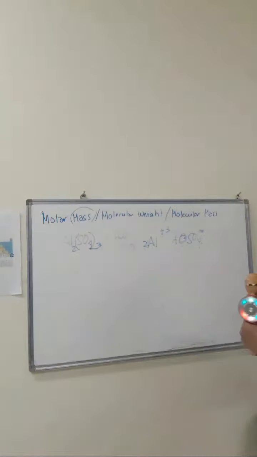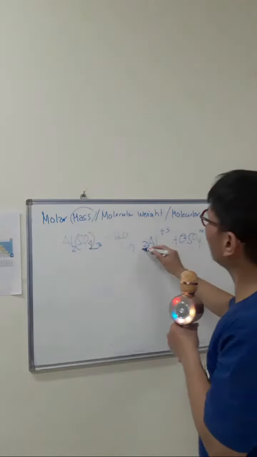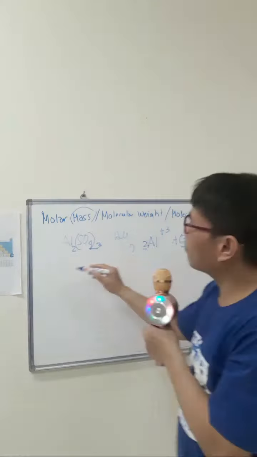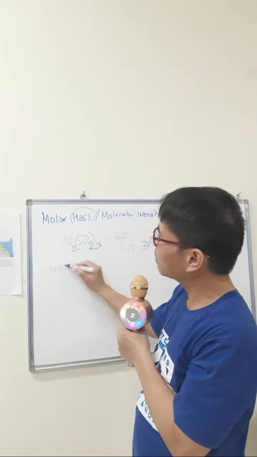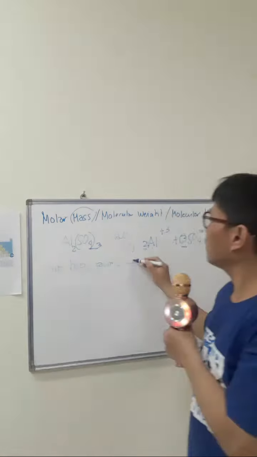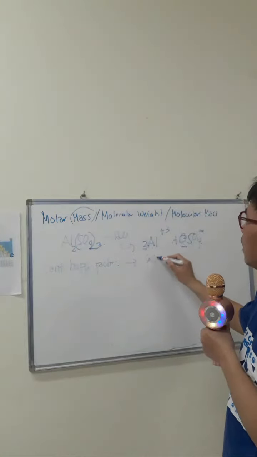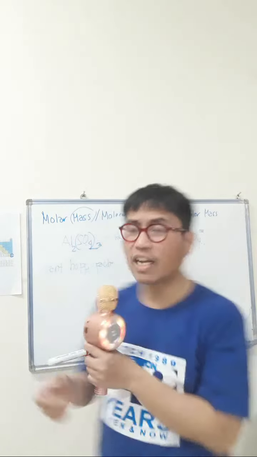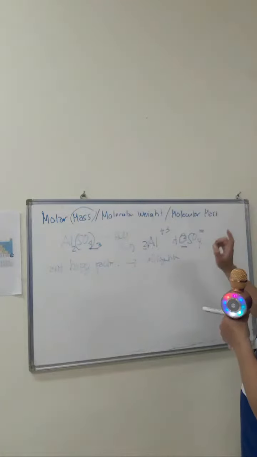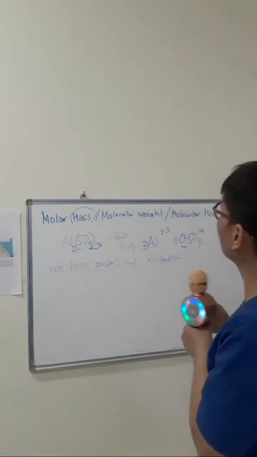And then 2 and 3 will be added and it will become your Van't Hoff factor. When can this be applied? This can be applied in the colligative properties: boiling point elevation, freezing point depression, vapor pressure lowering, and osmotic pressure. So the total is 2 plus 3, so it will become 5.